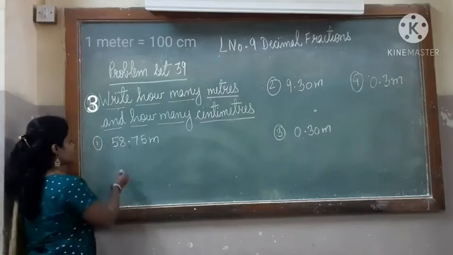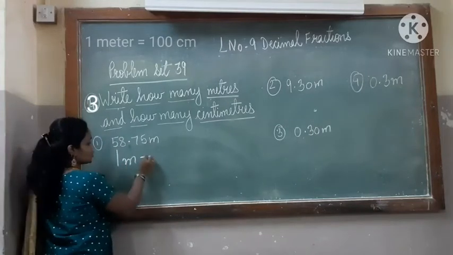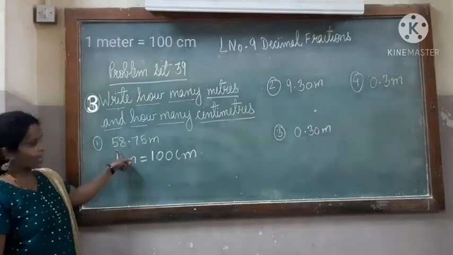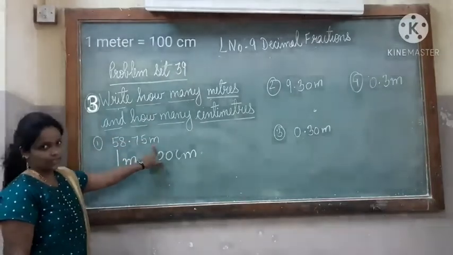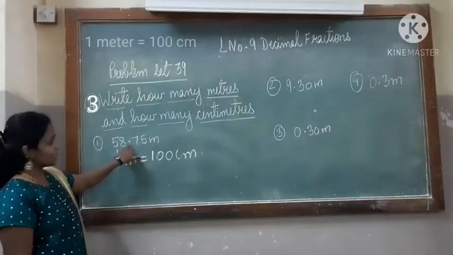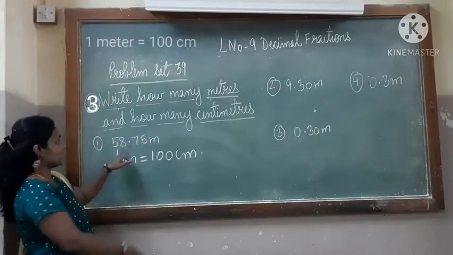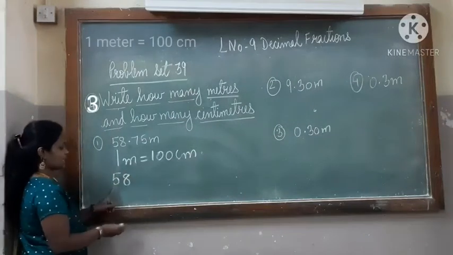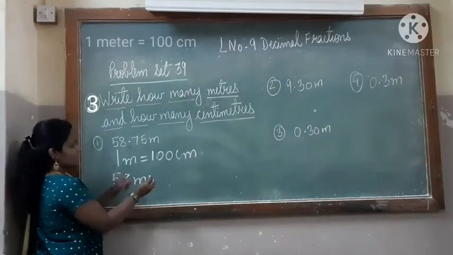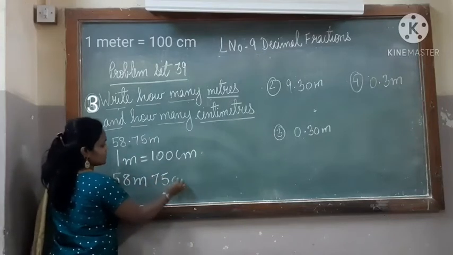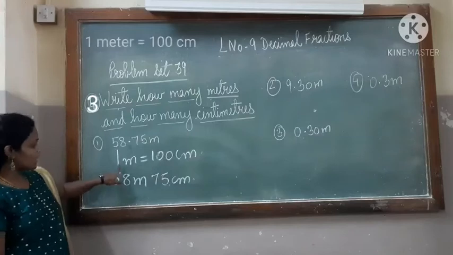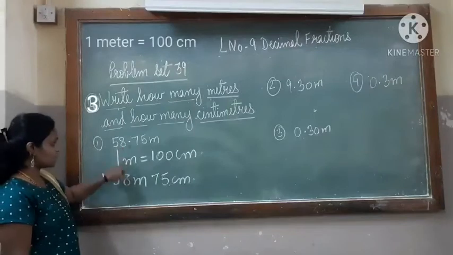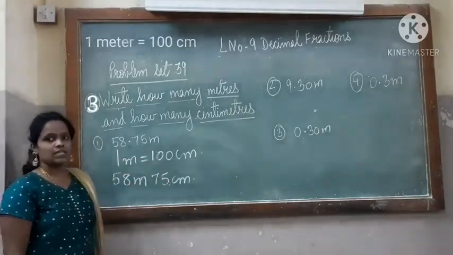So how are you going to do here? 1 meter is equal to 100 centimeters. You have to keep this in mind, and according to that you are supposed to write the meters and centimeters. When the decimal point is given here, two numbers are on the left hand side and two numbers are on the right hand side. So this is 58 meters, and this will be 75 centimeters. So always keep in mind 1 meter is equal to 100 centimeters. So 58 meters and 75 centimeters.